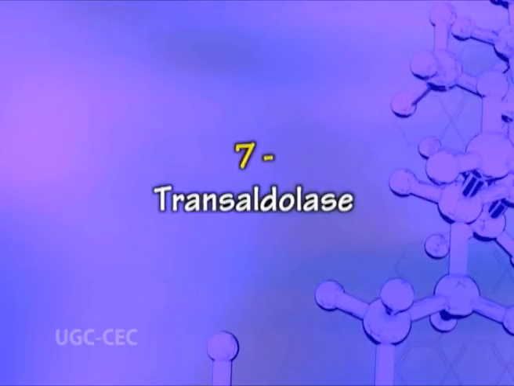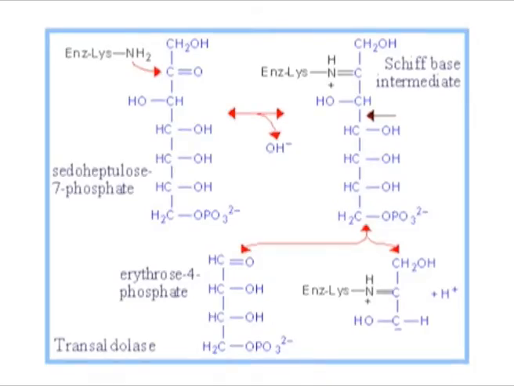Number 7. Transaldolase catalyzes the transfer of 3-carbon molecular fragments, respectively in each case, from a ketose donor to an aldose acceptor. Completion of the reaction is by reversal of these steps. The 2-carbon fragment condenses with one of the aldoses, erythrose 4-phosphate (4-carbon) or ribose 5-phosphate (5-carbon), to form a 6-carbon or 7-carbon ketose phosphate product.